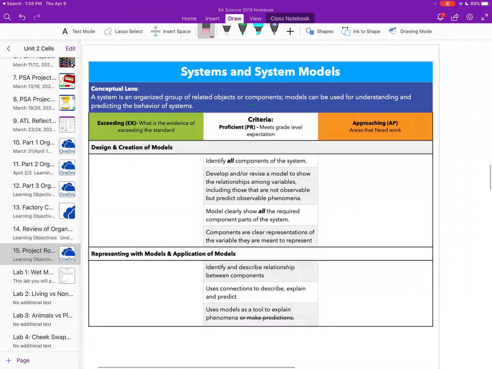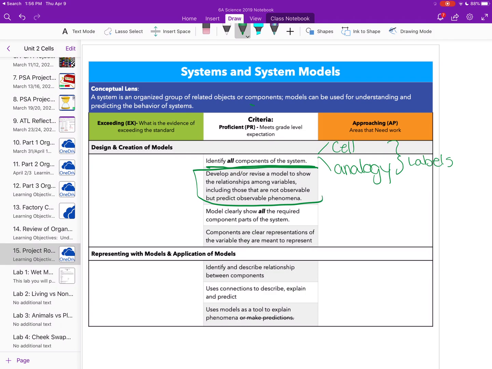So for your model, have you identified all the components of your system? So have you identified it in terms of the cell and your analogy? A great way to do that is labels. So develop a model. The whole analogy world that you create, this is your model. It's showing a relationship among parts. Have you been able to include all of those structures and their functions?